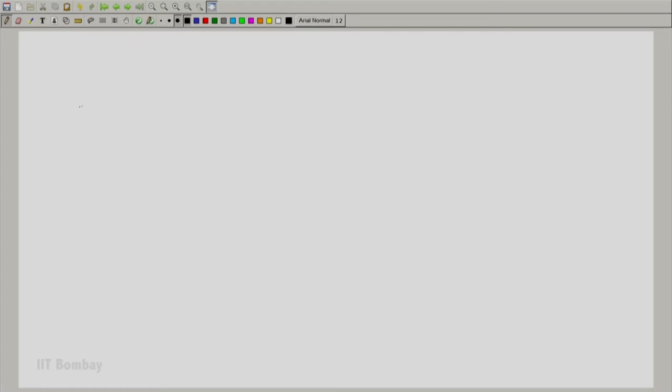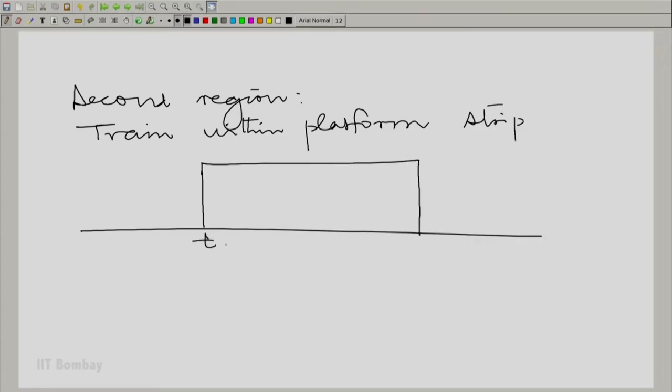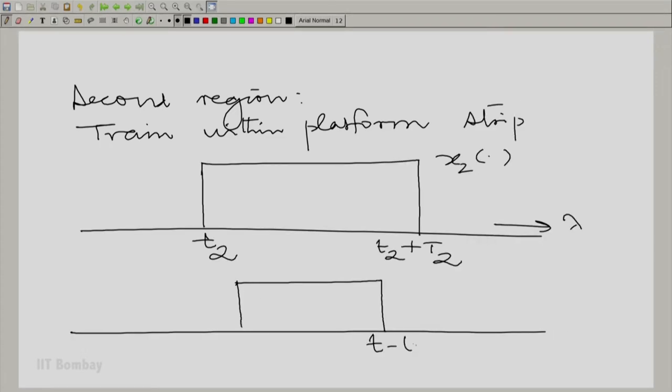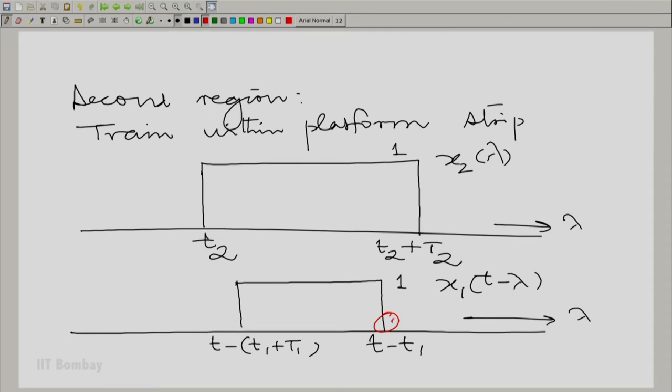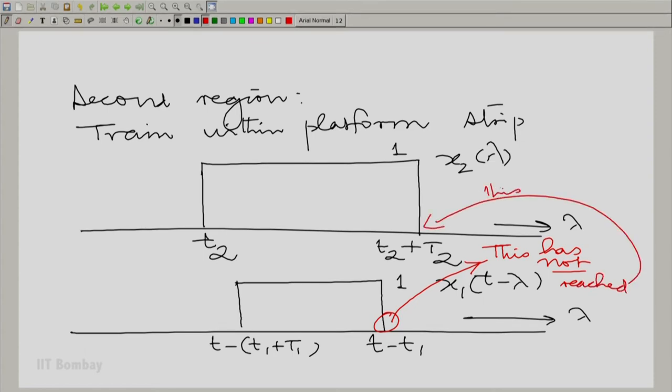Let's draw it here. Second region, train within the platform strip. So, what would the situation be? T minus T1 there, T minus T1 plus capital T1 there. This is essentially x2 lambda, x1 T minus lambda. And this has not reached this, but this has gone after this.